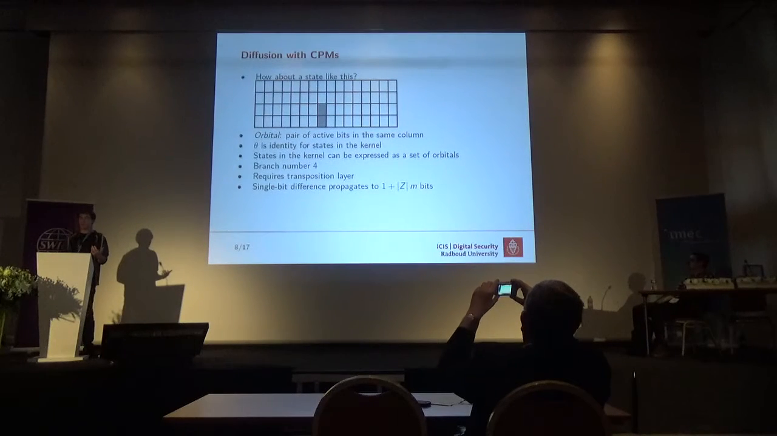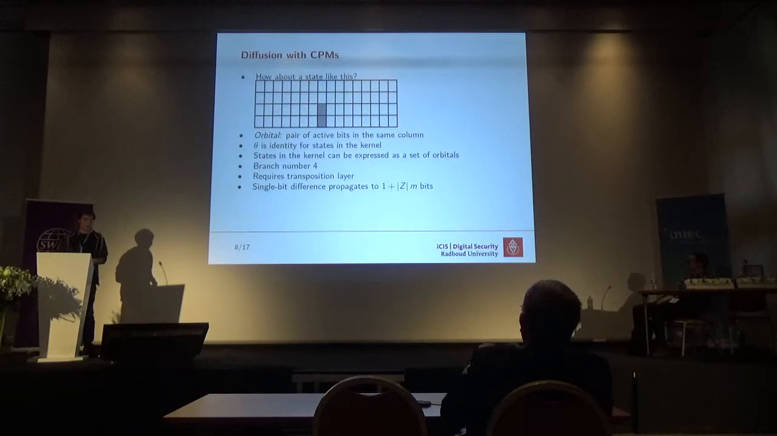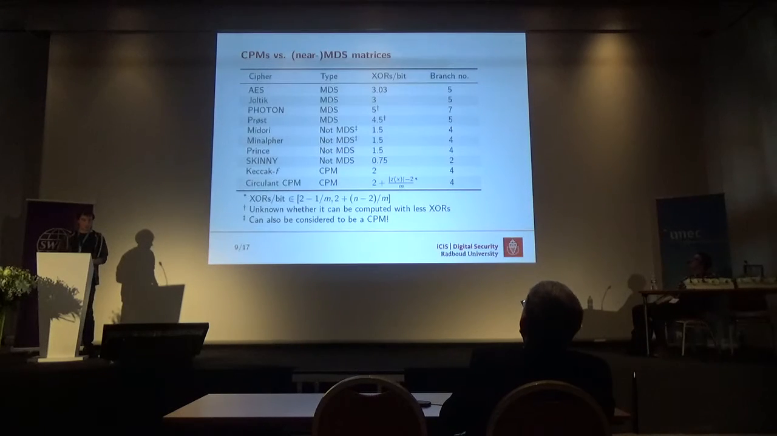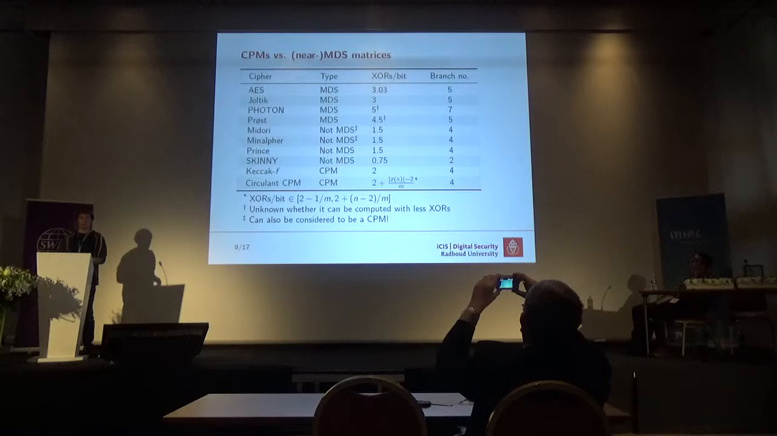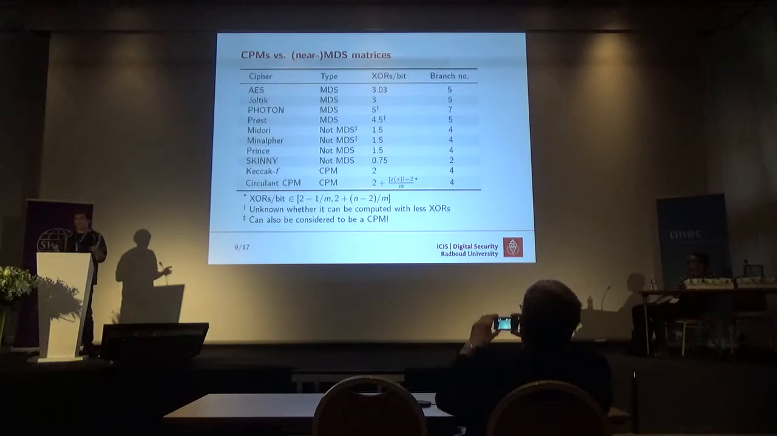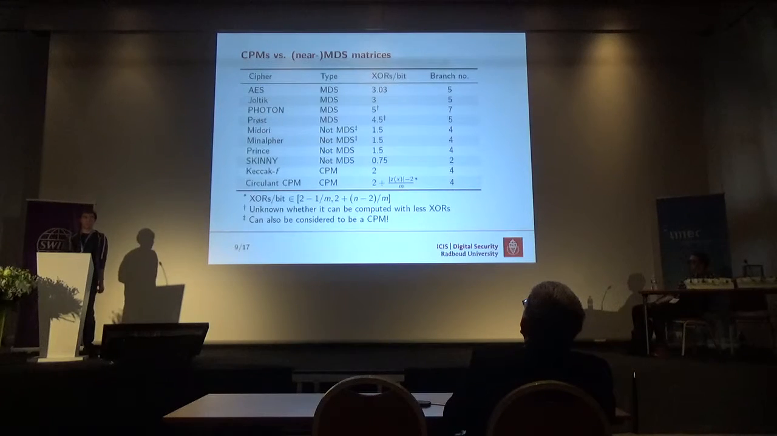But it also means that if you have a single bit difference in one of these cells, then it very quickly propagates to multiple columns and over the full length of the column, so it goes very fast. So if we compare only these mixing layers without any context of a cipher, then we can only look at this XOR count that has been mentioned a few times, and the branch number as a metric for diffusion.